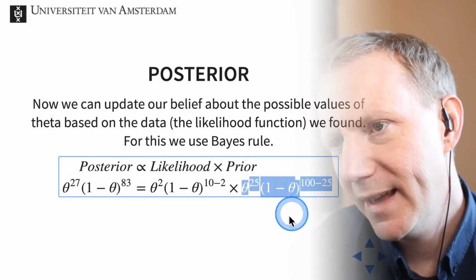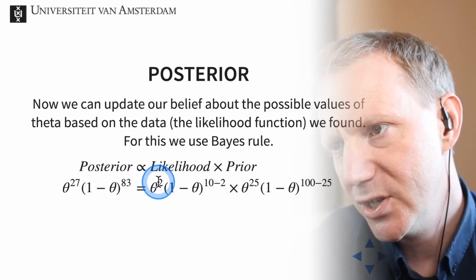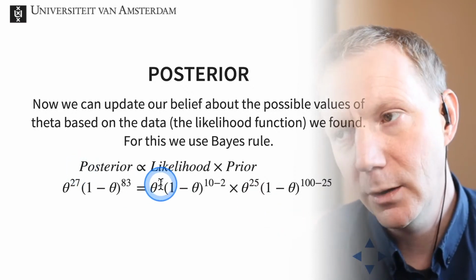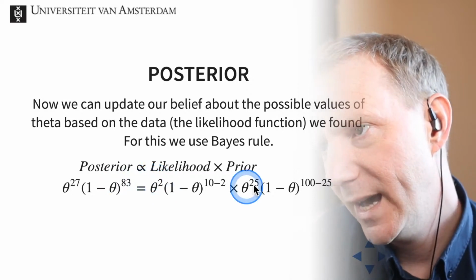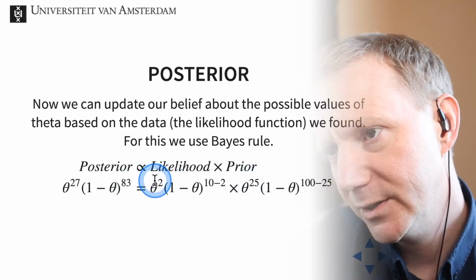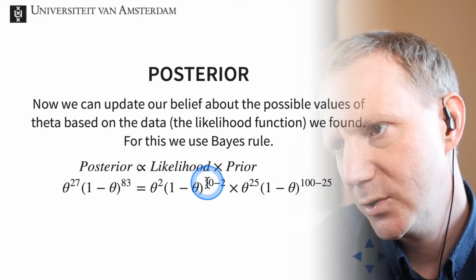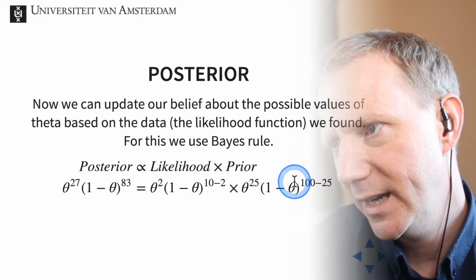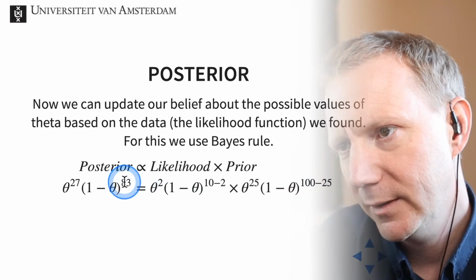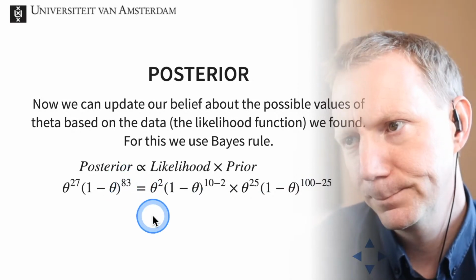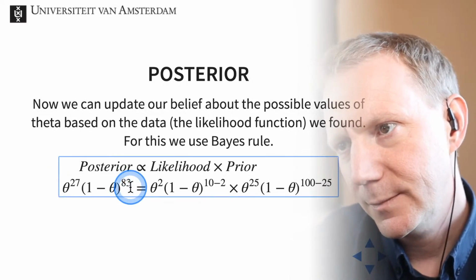And if you multiply that, which is actually quite easy because you can just add up all the exponentials, we have 25 plus 2 is 27, and if we subtract those two from 10, we have 8 and 75. We land on 83. So my updated belief is this one.